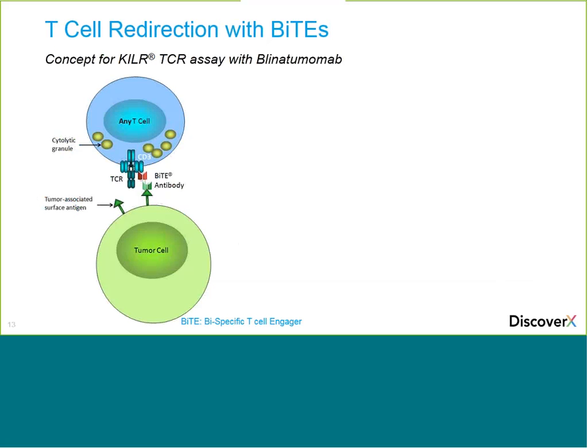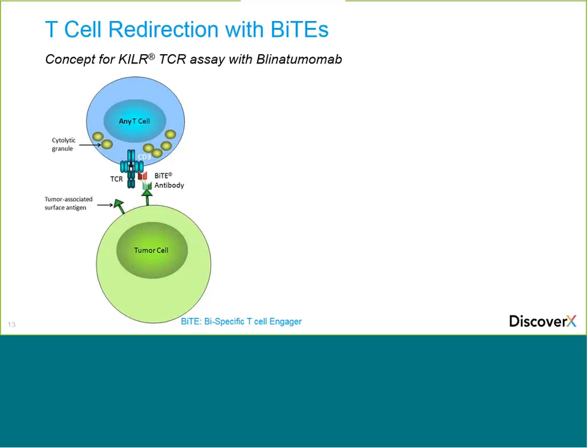So I wanted to switch gears a little bit and talk about other potential applications of the KILR CD16 effector cells. One of the questions that we have received from clients is, could it be used for T-cell redirection? T-cell redirection can be done with a number of different types of antibodies.